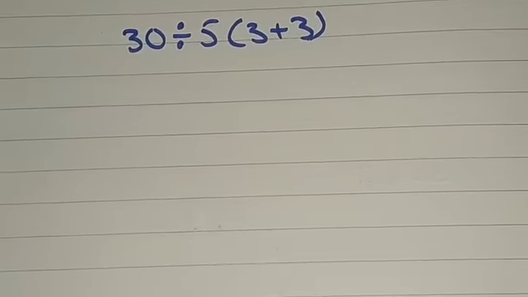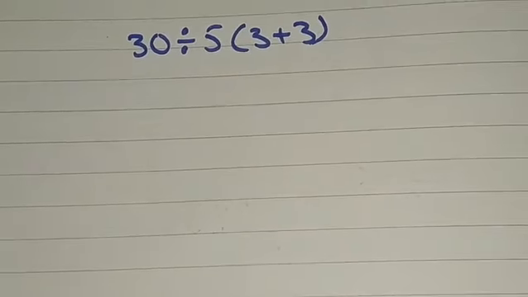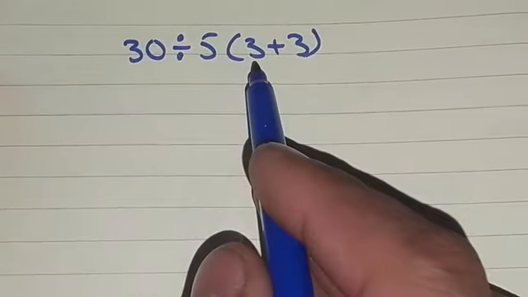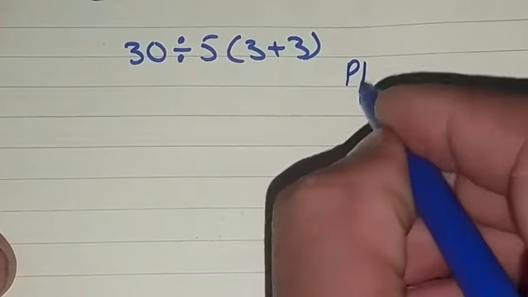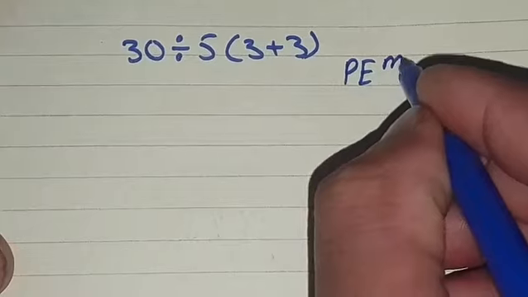Today we find the value of this expression: 30 divided by 5, parenthesis 3 plus 3. Now we solve it by the rules of mathematics, PEMDAS.